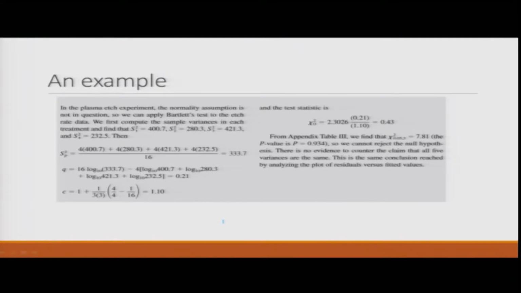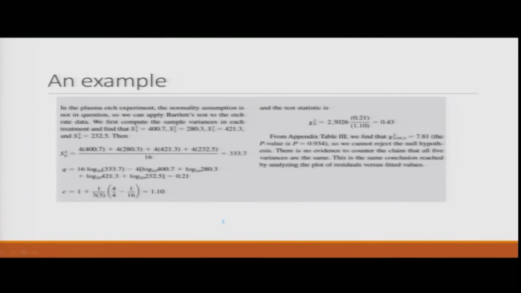Then the so called pooled sample variance would come out to be 333.7. From that we find the value of Q as 0.21 and the value of C as 1.10. Place those values in and you find chi square null as 0.43. From the table you can find chi square for a equal to 4, so 4 minus 1 is 3 degrees of freedom, and alpha given as 0.05. From that you find 7.81.